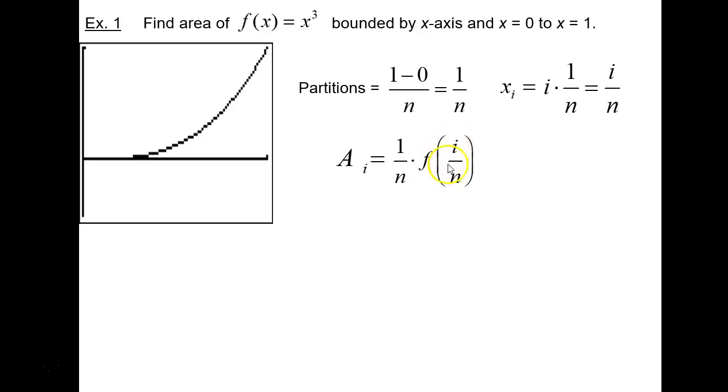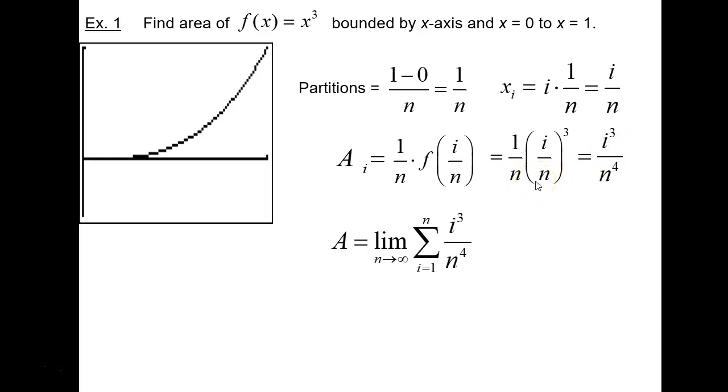Well, how do I get f of x sub i? I'm going to take this i over n and plug it into the function where the x is. I'm going to replace the x with i over n, so that gives me i over n cubed. Cleaned up a little bit, i cubed over n to the 4th is that new expression.